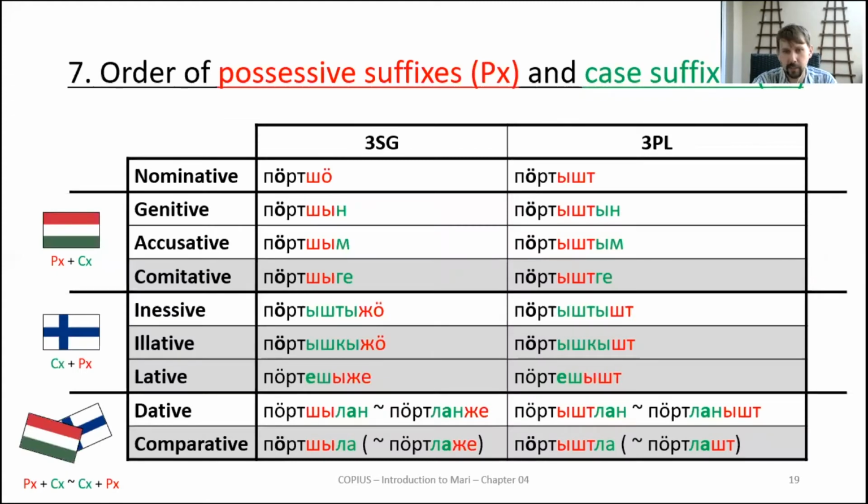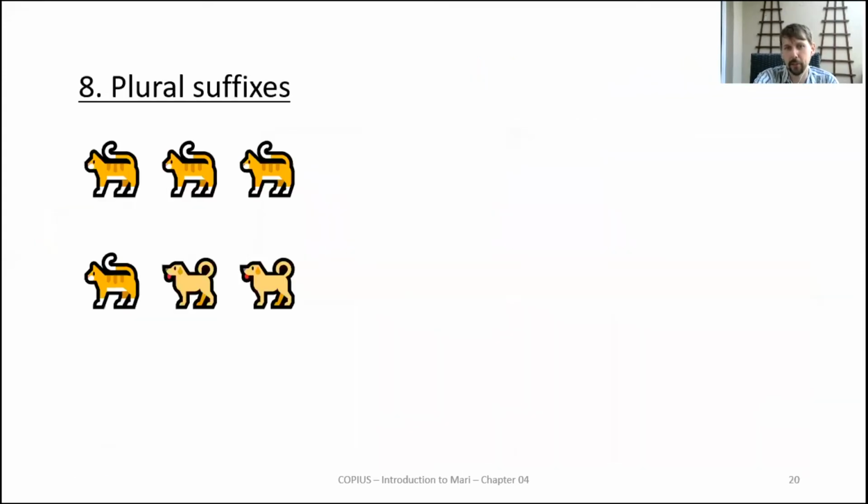We already looked at this previously, but now we've met a new case, we actually have representatives of all of these categories. So good time to have another look at this. Plural suffixes. We have at this point met 3 different plural suffixes in Mari.